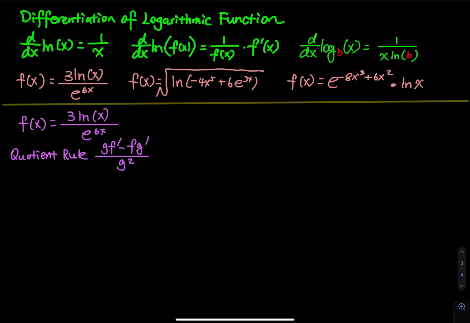Differentiation of logarithmic function. The derivative of ln x is equal to 1 divided by x. If there is a function inside the ln parentheses, like the derivative of ln of f of x, first of all, you have 1 divided by that function, and then you take the derivative of that function. So basically, you can draw a long fraction bar, put that function in the denominator, and then put the derivative of that function on top.